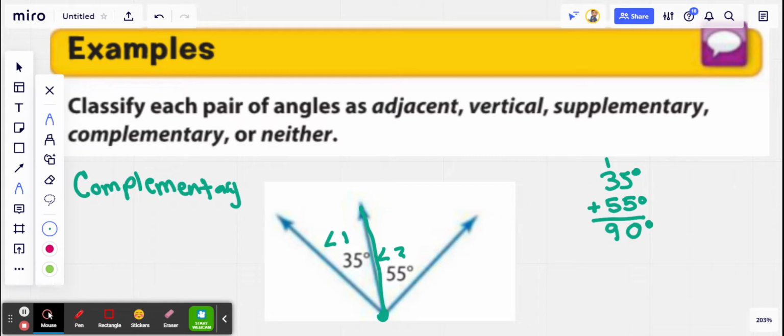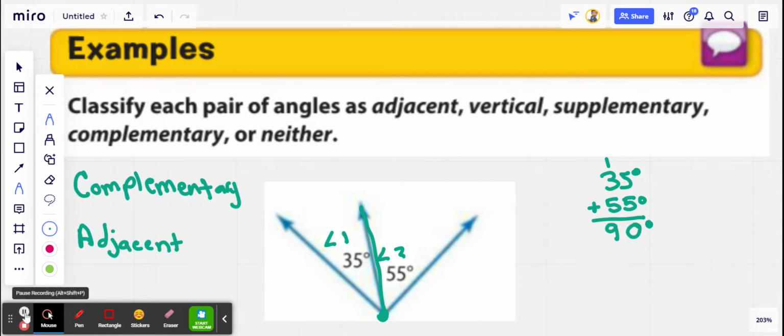So angles that share a vertex and a side are adjacent angles. So these two angles are adjacent, and they are complementary, okay? Because they add up to 90 degrees.